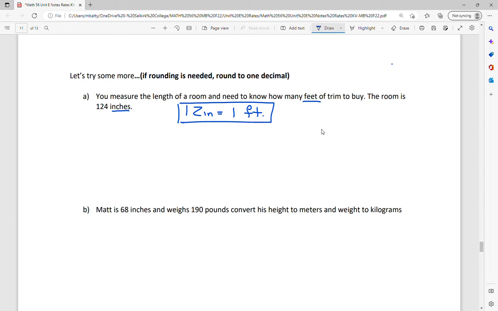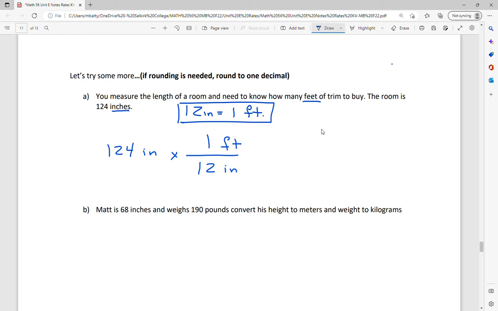I have my unit factor. I'm going to write down what I know, 124 inches. I'm going to arrange this so that inches are down below because that would cancel them out, and feet are up top. So I've analyzed my dimensions, my dimensional analysis, and the numbers that go with these are right from my unit conversion.